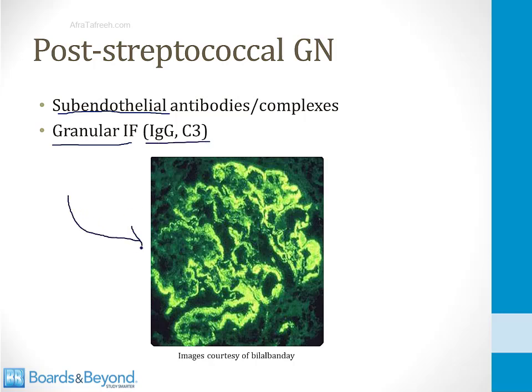Shown on the screen is an example of a granular appearing immunofluorescent staining of a kidney biopsy sample. If you focus on the left side of the screen, you see a bumpy appearance to the bright green area. That bumpy appearance is because of deposition of antigen-antibody complexes in the kidney.